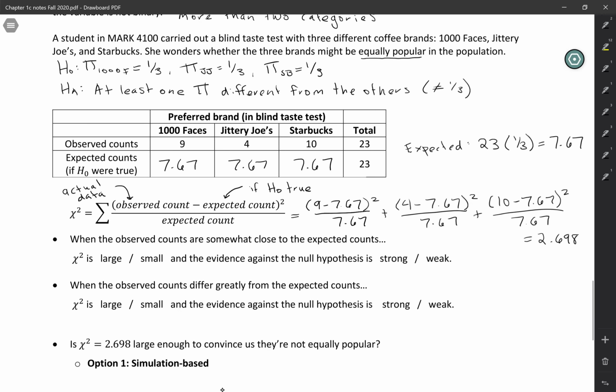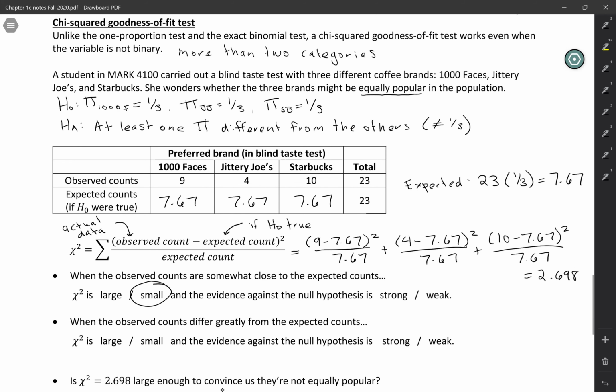So if the observed counts are somewhat close to the expected counts, that's going to mean that these differences here are pretty small, which will end up leading to a small chi-squared statistic. This also means that the evidence against the null hypothesis is weak because the actual data is pretty close to what you would have expected if the null hypothesis were true.